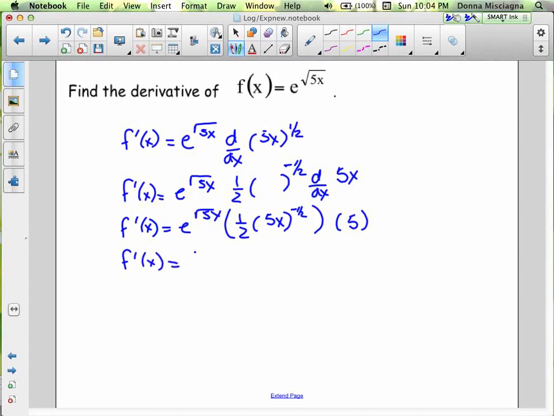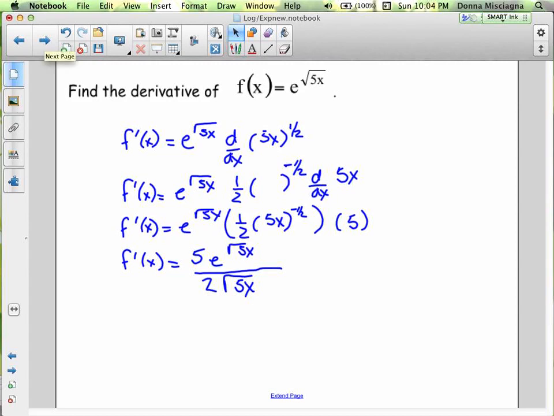So we have 5 times e to the square root of 5x. And then the 2 belongs in the denominator, because that's 1/2. And so does the square root of 5x, because that has a negative exponent. And I changed it back to square root. So here, that is our final derivative, all right? All our steps there. All right, so 5e to the square root of 5x divided by 2 times the square root of 5x. And that's all because we have a chain rule here. So this one was a little bit trickier, just a little bit.